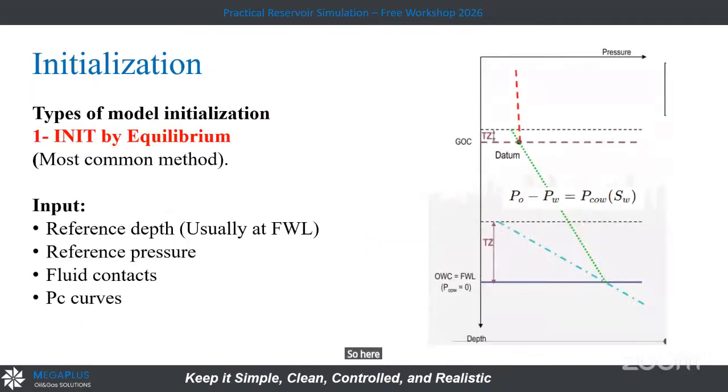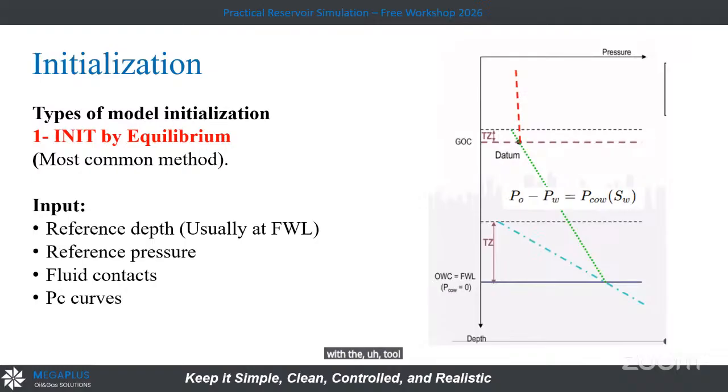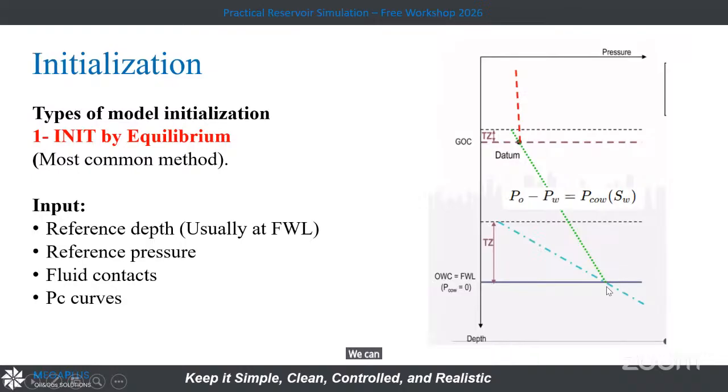So here, the initialization. This chart could come from an operation like an RFT or RDT, where we drill a well and go in with the tool to measure the pressure across the depth. So it will look like that. If you record the pressure here and here, you'll find this gradient. With this gradient, with the support of the well logs, we can confirm that it's a water gradient.